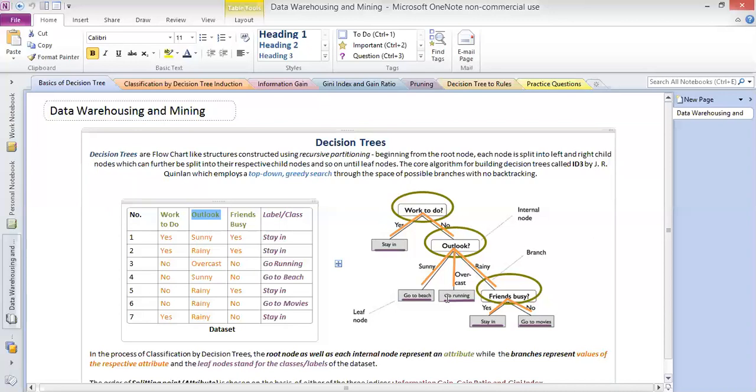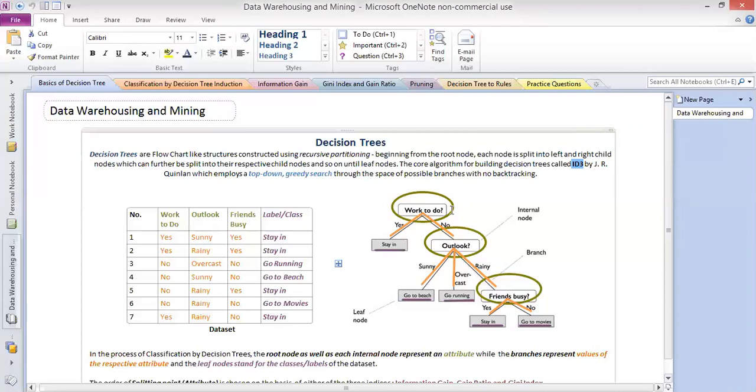Now, one algorithm that is the core algorithm used for building these decision trees is called ID3, which stands for Iterative Dichotomizer 3. This is the algorithm that is used for building decision trees. Now, in layman terms, if you see on the right side where you see the decision tree, you can see that the first attribute or the foremost parent node is work to do. The second one is Outlook, and third is friends busy.